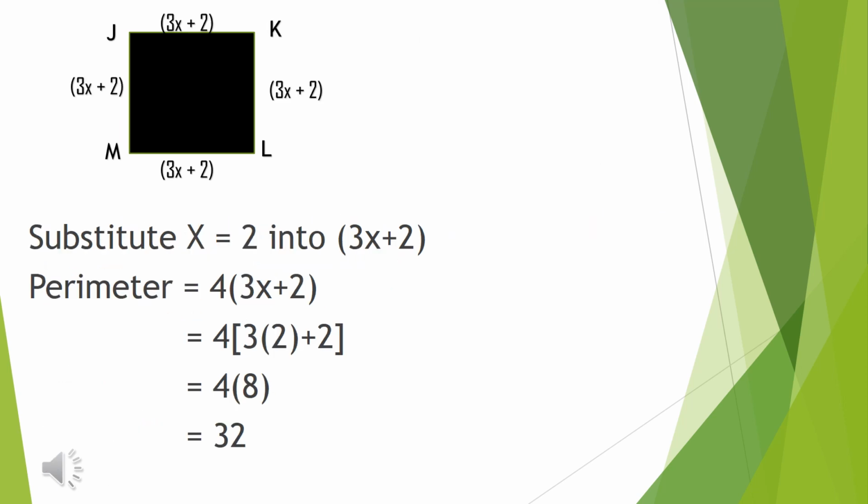So now we need to substitute x equals 2 into 3x plus 2. To find the perimeter, we know that the sides of the square are all the same, so we need to multiply 3x plus 2 by 4. So we substitute the 2 into 3x plus 2, we get 8, and then we multiply 8 by 4, we get the answer of 32. So the square JKLM has a perimeter of 32.